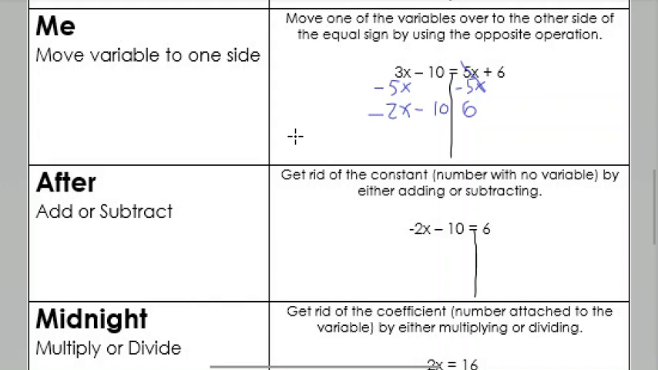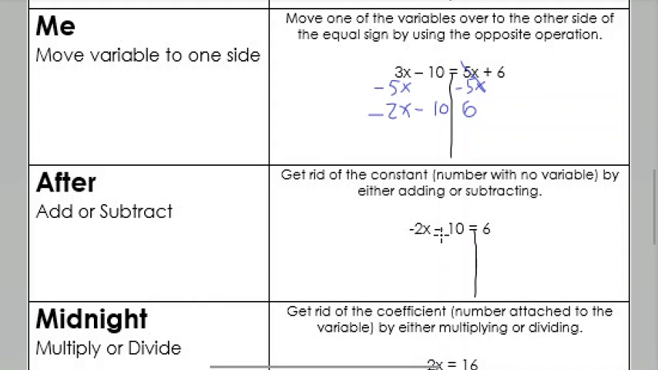All right, don't call me after midnight. After starts with A. A, add or subtract. Get rid of the constant, or the number with no variable, by either adding or subtracting. So I want to get that variable by itself, remember? So I want to get rid of the number that doesn't have the variable first.